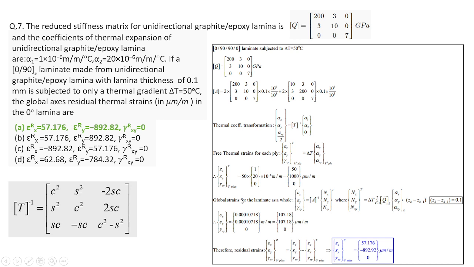Next, we have to find the global strain for the laminate as a whole. So we got the free strains, now we need it for the whole laminate. For that, the equation was taught by sir in the class. For every lamina, you have to find the Q matrix and multiply with the coefficients in the global axis, and from this equation you can get the global strain for the laminate as a whole. When we find that, we subtract the free thermal strains from it, and we will finally get the residual strain in the global axis.